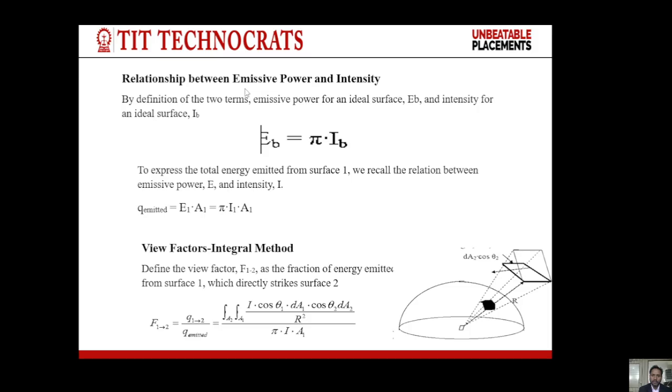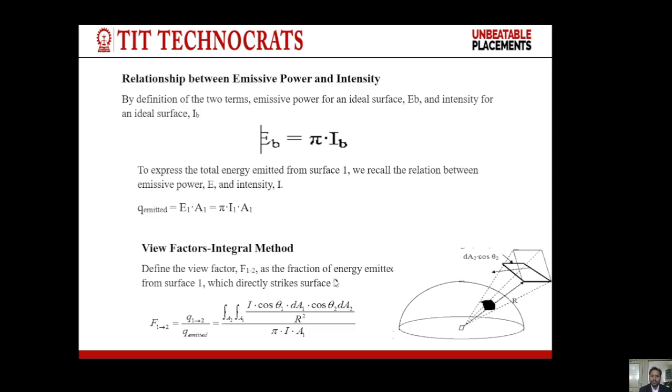Now the relationship between emissive power and intensity. So the definition of two terms, emissive power for an ideal surface EB and intensity for an ideal surface IB, is given by emissive power EB is equal to pi IB. So to express the total energy emitted from surface 1, we recall the relation between emissive power E and intensity I. So the heat emitted, radiation emitted Q, is equal to E1 A1, which is equal to pi I1 A1. So this is the formula to calculate the heat radiation emitted.